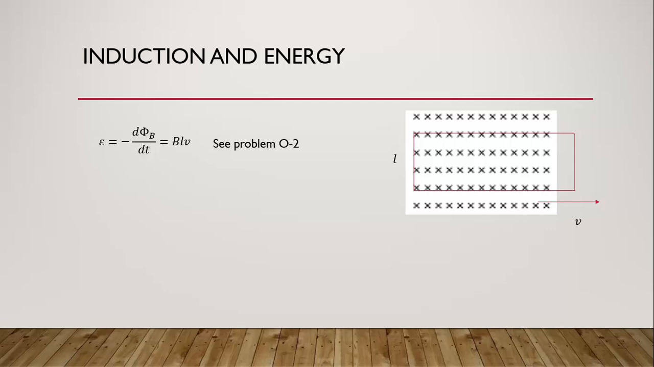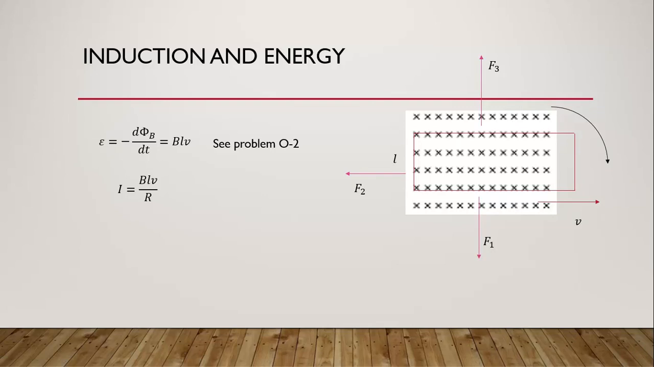So if we go back to problem O2, we see that a loop of wire being pulled out of a magnetic field like this, the EMF, or the electromotive force, should be B times L times V when we actually work out the change in flux over change in time. Now the direction of the current should be going this direction. This is a magnetic field going into the page, so it should induce a current in the direction to put more magnetic flux into the page. And so we can actually calculate the current in the wire by dividing by the resistance of the wire, R.